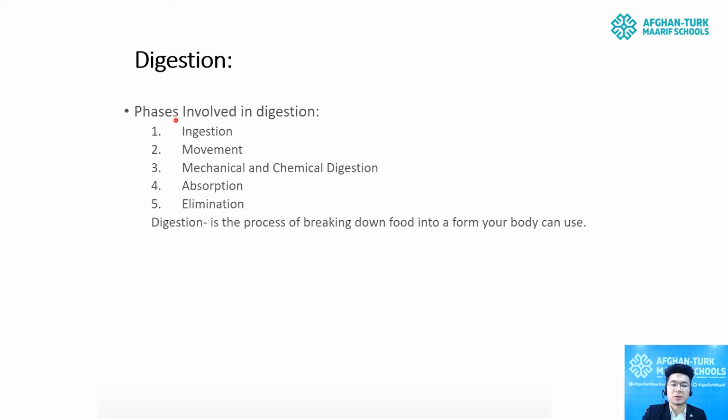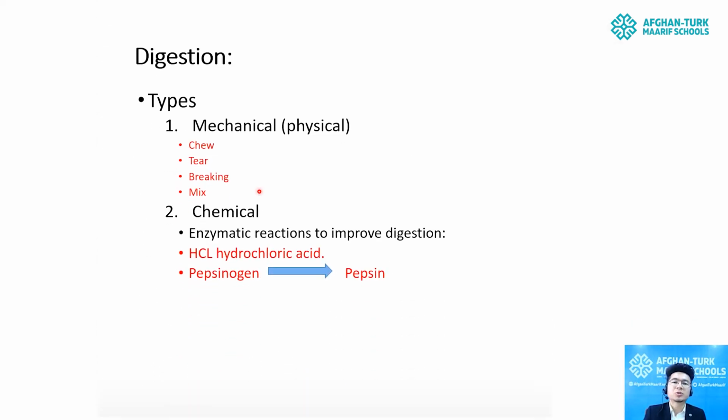Digestion involves 5 phases, which are ingestion, movement, mechanical and chemical digestion, absorption, and elimination. We have 2 types of digestion. The first one is mechanical digestion, which is tearing, chewing, breaking down the food, and also mixing the food. But in chemical digestion, there are some enzymes reacting and improving the digestion, for example, HCl, which is hydrochloric acid, and also pepsinogen.